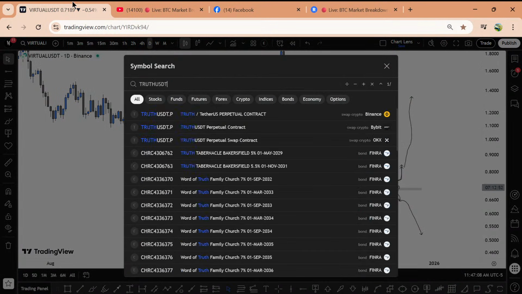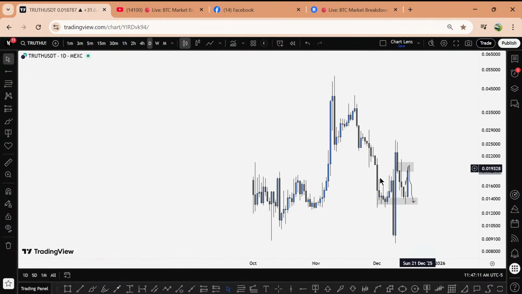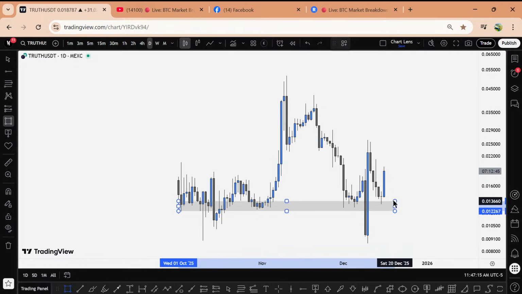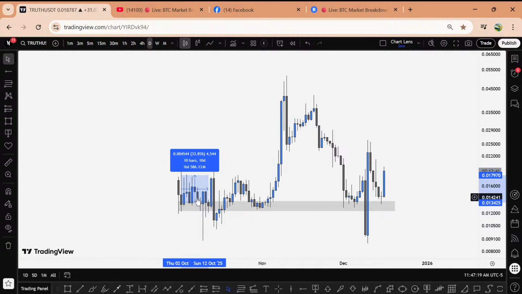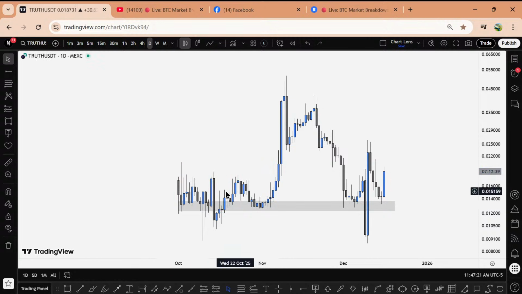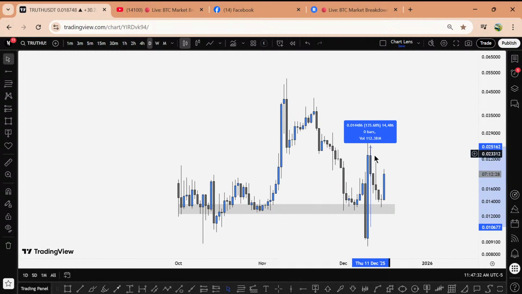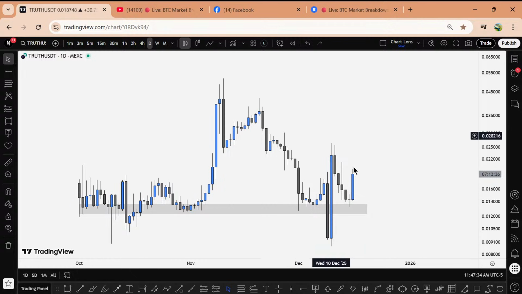Next one is Truth. First of all, let me show you the demand zone. This is a very important demand zone. Here the price traded about 10 days, and after breakdown, it was just a manipulation, a fake out. Price pumped very well, then after a tap again pumped well. Now again dump. This is manipulation. Again pump, manipulation, and again dump. So this is very uncertain price action here.